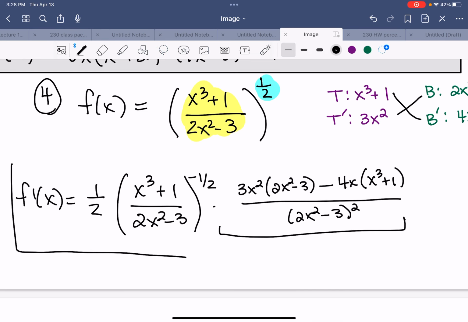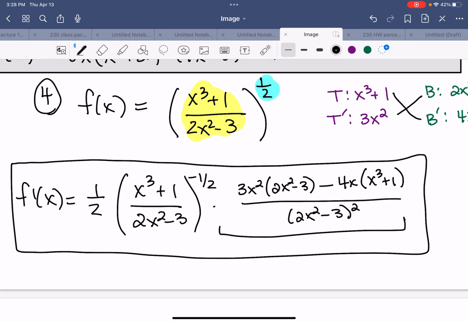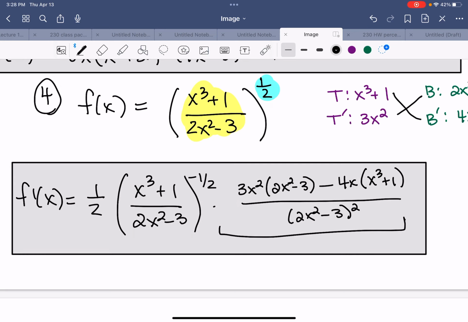Okay, so we're leaving it just like that. It's a little bit of a mess, but that's okay. We'll simplify it when we get to chapter 5. Okay, so there's some examples of the chain rule. Okay, and then I'll do another quick video for you for some implicit differentiation.